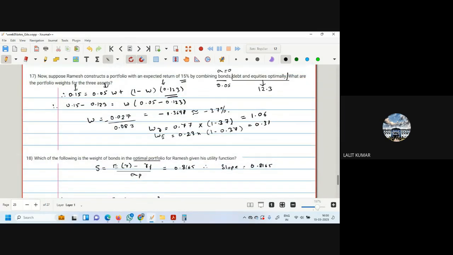So here you put 0.123, which is the combined return of debt and equity. You find the W. So W will come for the risk-free, and 1 minus W will come, for example, 1.37. This has come in negative, so you do 1 minus negative 0.37, it will become 1.37. And we had found the weights of debt and equity, which were 0.77 and 0.23. You multiply by this. Now you get the new weights for the portfolio consisting of three assets.